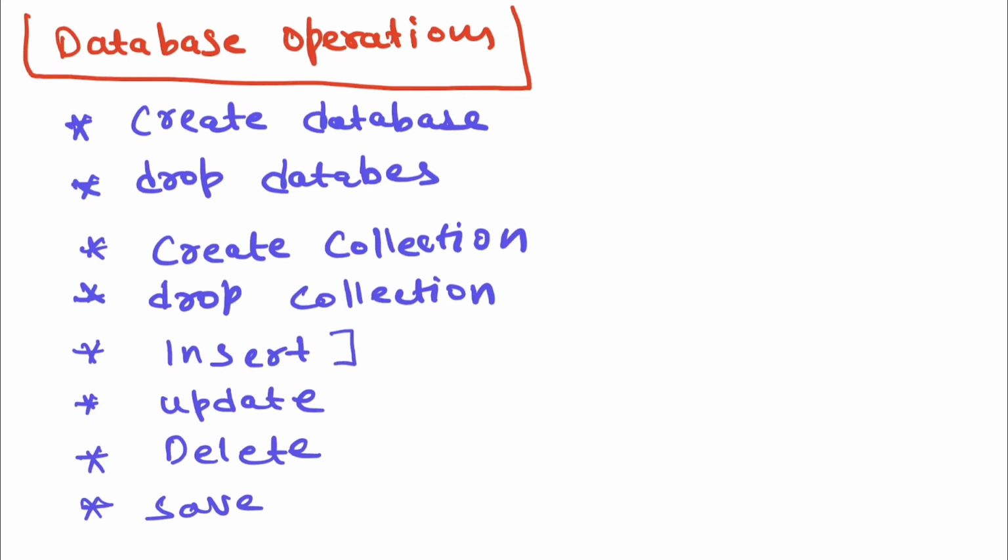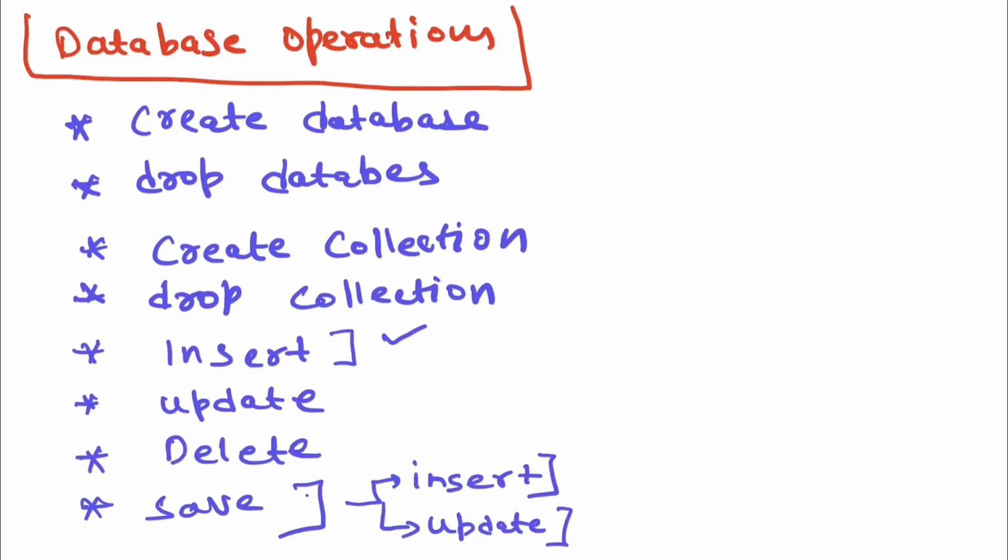Insert and save in a way are similar, but insert is mainly to insert new records, while save will handle both insert as well as update. If the record for that particular ID already exists, it will update that record. If it's not existing, it will insert that record. So save, in a way, is a combination of insert and update. Now you have other operations.